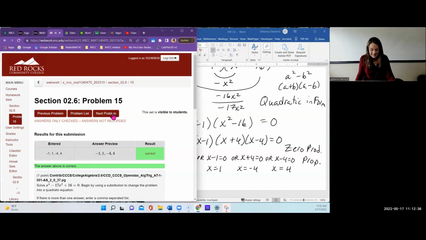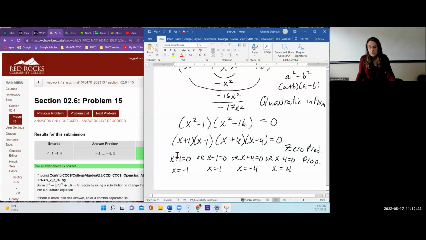Excellent. Let's take a look at the next problem. Well, actually, let's back up a minute. What if you couldn't get it to factor? Could you use the quadratic formula or completing the square? Yes, you can, but you wouldn't get x. You would get x squared, the middle term. Let me show you what I mean.